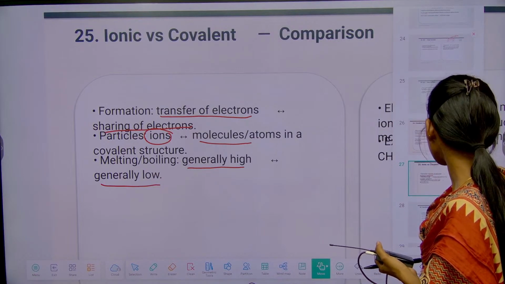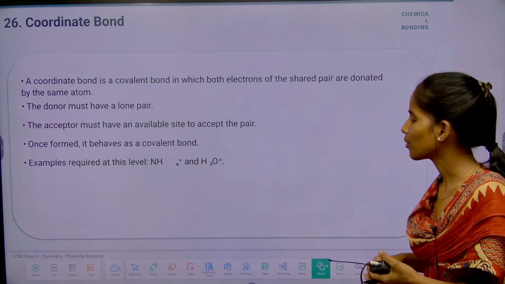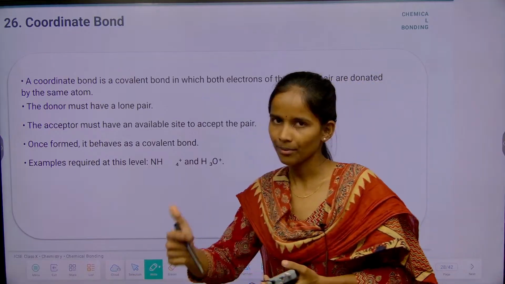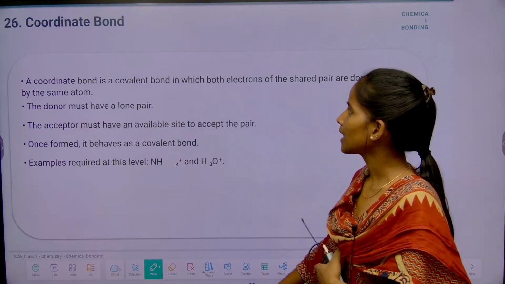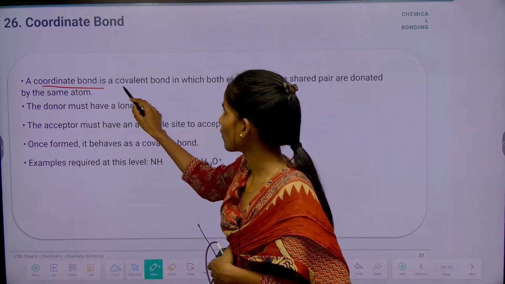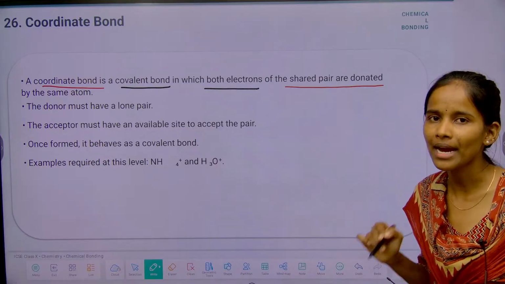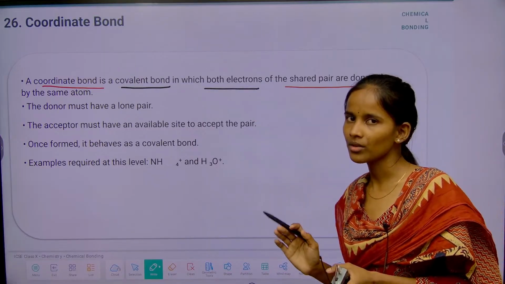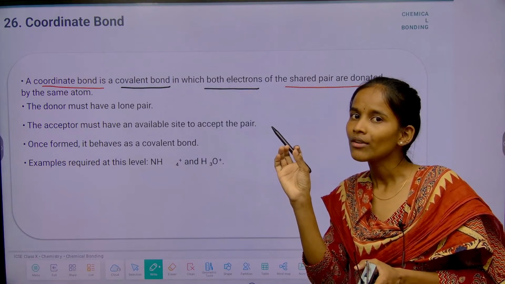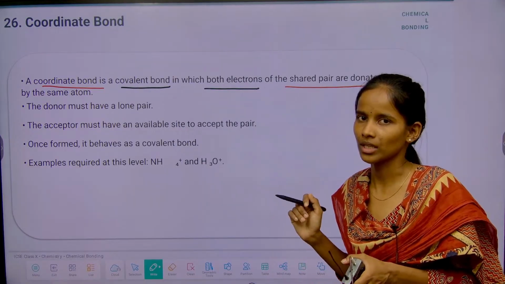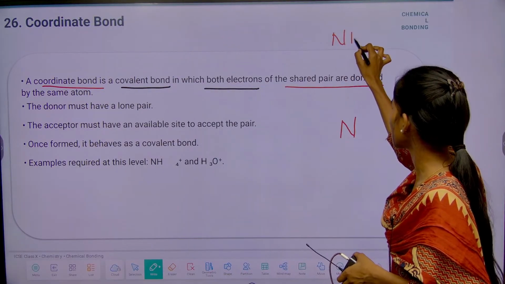Now one more last bond we will see, the coordinate covalent bond. We have completed the covalent bond and the ionic bond already. Then what is this coordinate covalent bond? It is a covalent bond in which both the electrons of the shared pair are donated by the same atom. Just now we discussed the ammonia Lewis dot structure, in which I explained that some extra electrons are not participating in the bond formation, right? So once again we will take nitrogen, NH3.